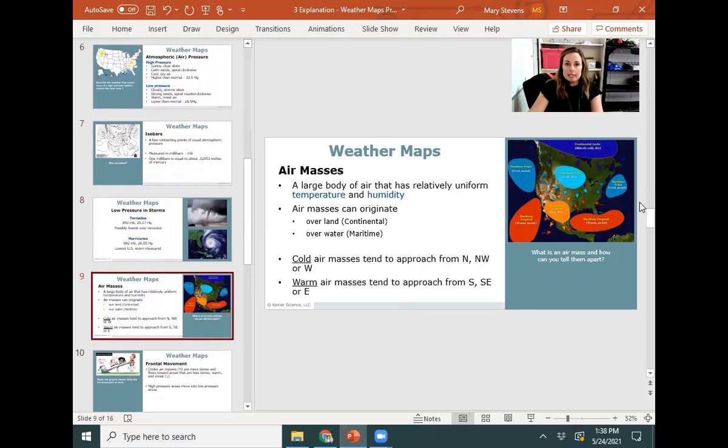Also on a weather map, you'll notice that we have different types of air masses. Air masses are large bodies of air that have relatively uniform or same humidity and temperature. These are some examples of our air masses. We have continental air masses like these that form over land, and maritime air masses like these that form over water. Cold air masses are going to approach us from the north, northwest, or west. Warm air masses typically will approach us from the south, southeast, or east.